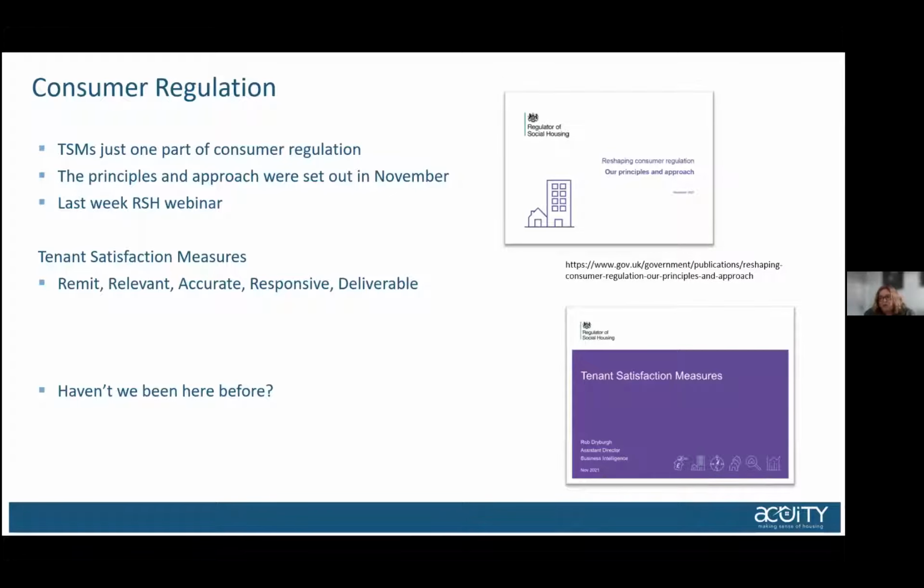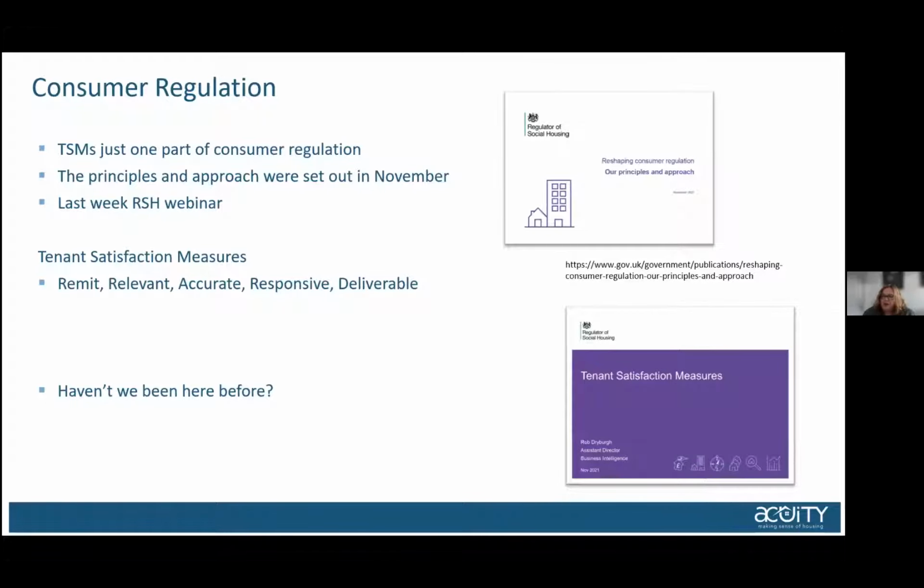They need to be relevant, so they have to follow the themes of the white paper. They need to be accurate, which means that the questions need to be robust, people need to understand what they mean, and they need to be asked in such a way that we can all be confident that the data provided is reliable. They need to be responsive.